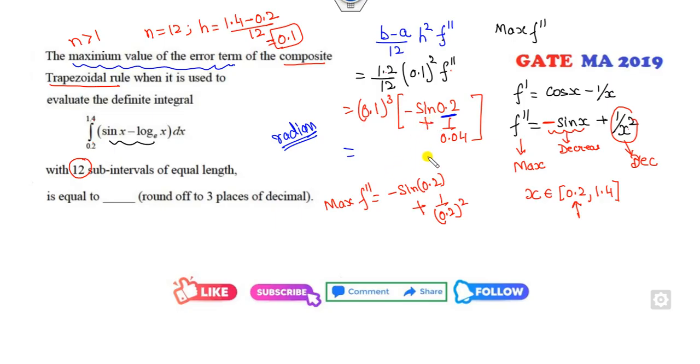Let me quickly do it in my calculator. So it will be 0.0248. You can round it off to 3 decimal places. You will get this is the right answer.